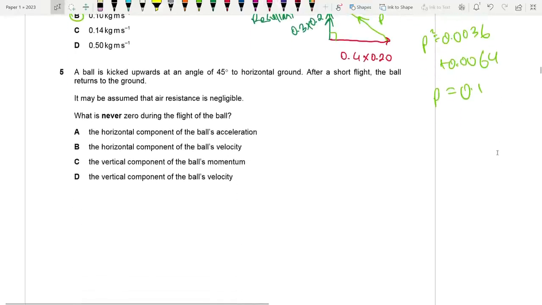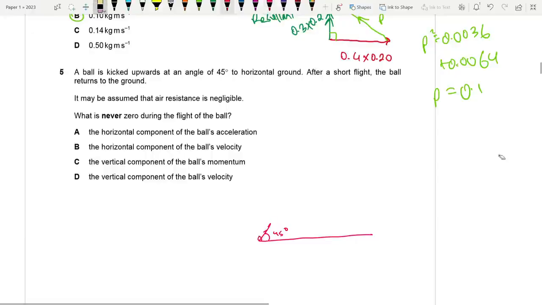For 5, a ball is kicked upwards at an angle of 45 degrees to horizontal ground. After a short flight, the ball returns to the ground. It may be assumed that air resistance is negligible. What is never zero during the flight of the ball? Okay, so this is horizontal ground. A ball is kicked up like this at an angle of 45 degrees.